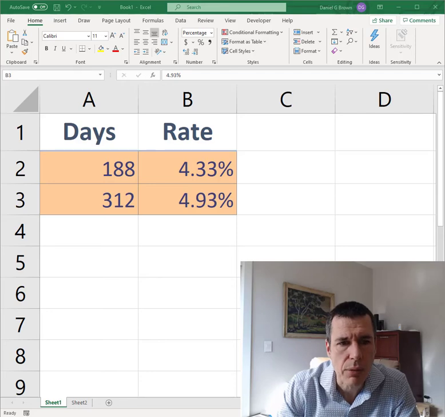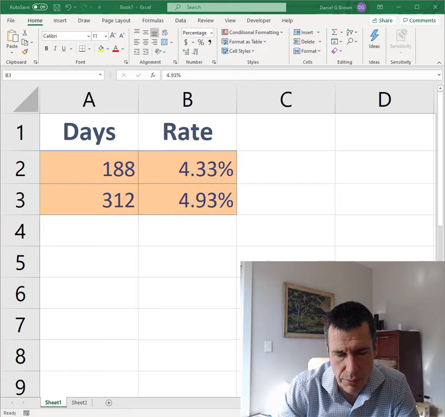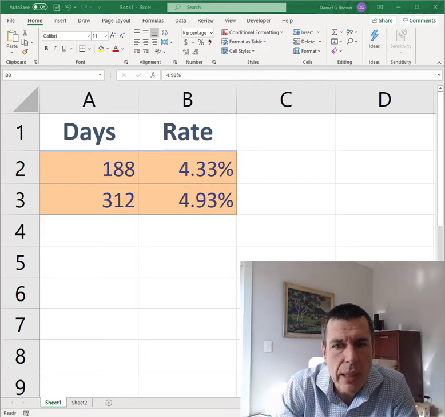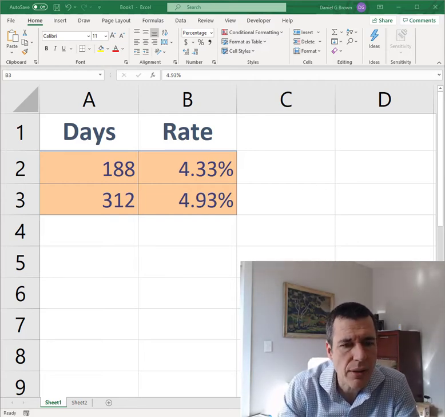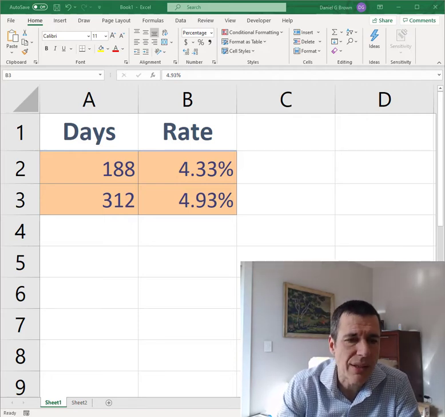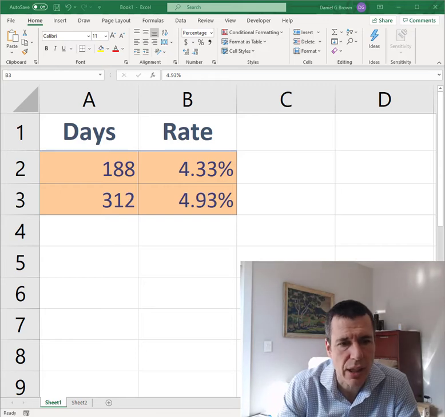In this problem, we are given continuously compounded rates from the market, wherever that may be, and we're trying to compute the continuously compounded forward rate between 2 days. We are given the 188-day continuously compounded rate is 4.33, and the 312-day continuously compounded rate is 4.93.